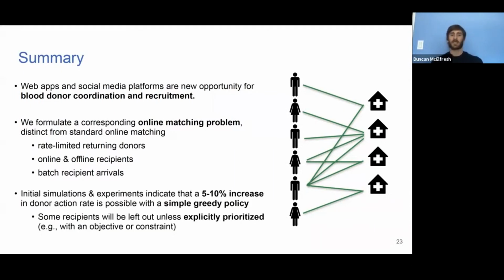And finally, I presented some initial simulation and experiment results that indicate that even a slightly clever policy can result in about a 5 or 10% increase in donor action rate, which if you scale up to, say, a Facebook-sized donor pool, is tens of thousands of additional donors taking action towards donation. So even a small increase can have a large impact in this setting.